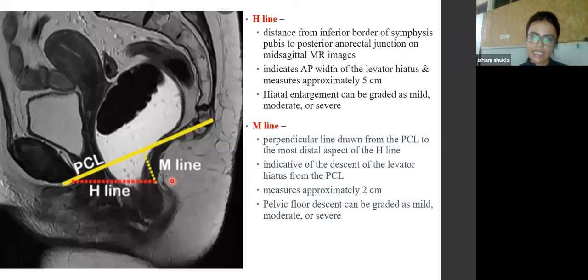And next one is the M line. This is a perpendicular line which is drawn from the pubococcygeal line to the distalmost aspect of the H line. And this is indicative of the descent of the pelvic organs into the levator hiatus. It measures normally up to 2 cm. Again, the pelvic floor descent can be graded as mild, moderate, or severe.